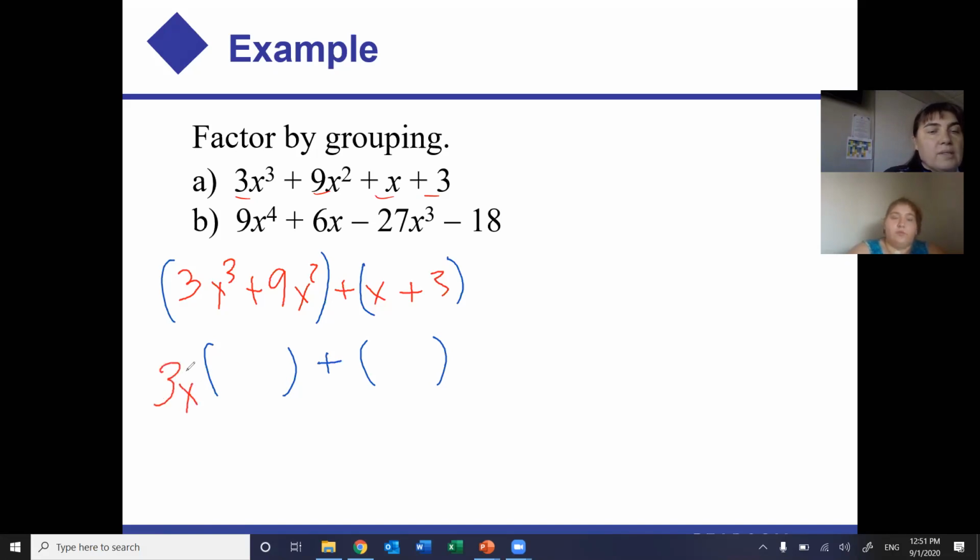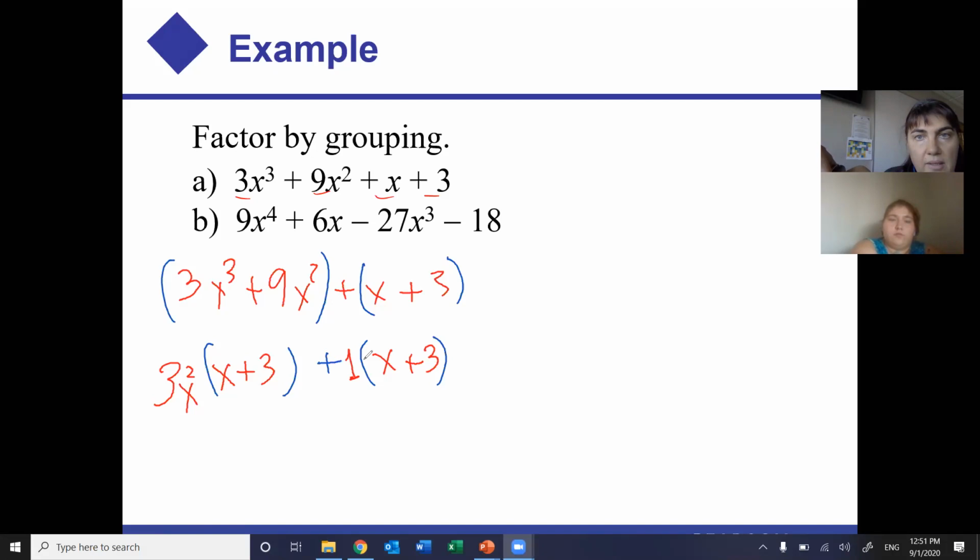3x squared. Sounds like a good choice. So we have x plus 3, right? Then the next one is x plus 3. There is nothing you can factor, but you can think if this helps, you can factor a 1. You can put a 1 right there, right? Your goal when you factor by grouping is to have in the first and the second term a common factor, which is the same, and we got it.